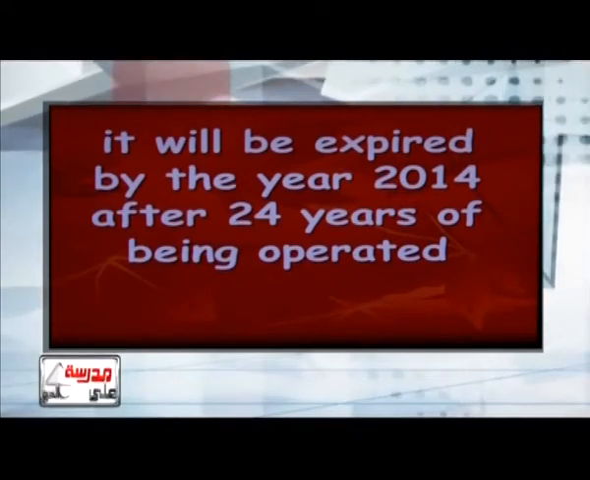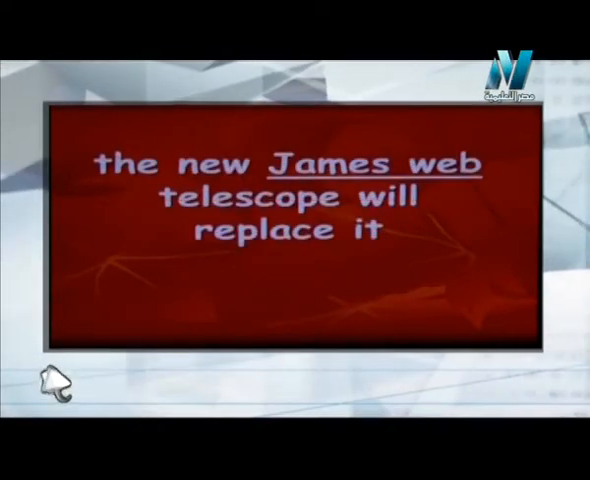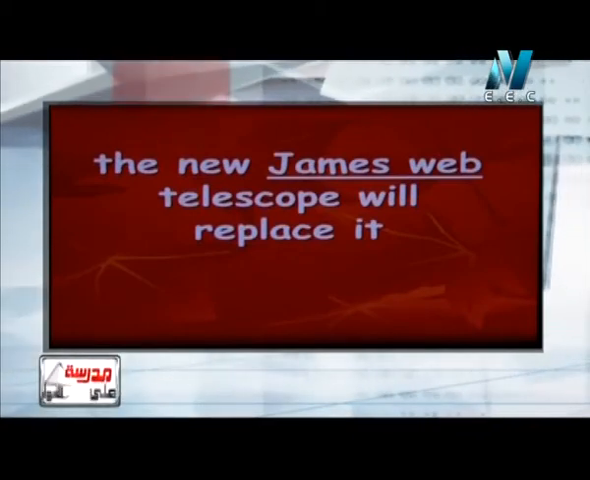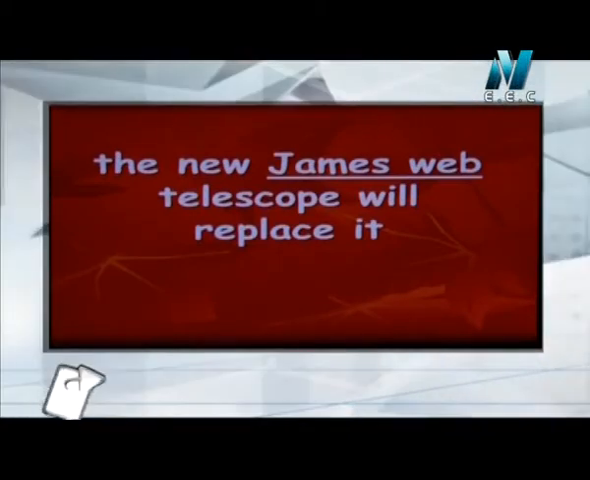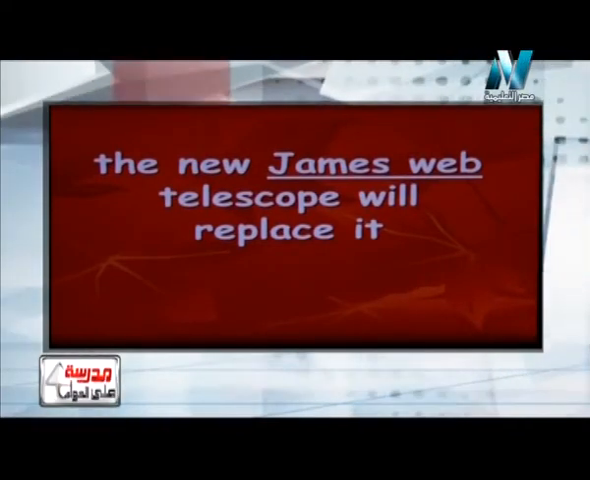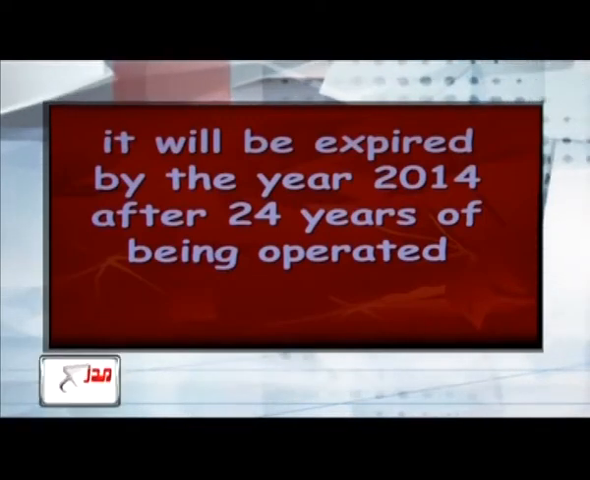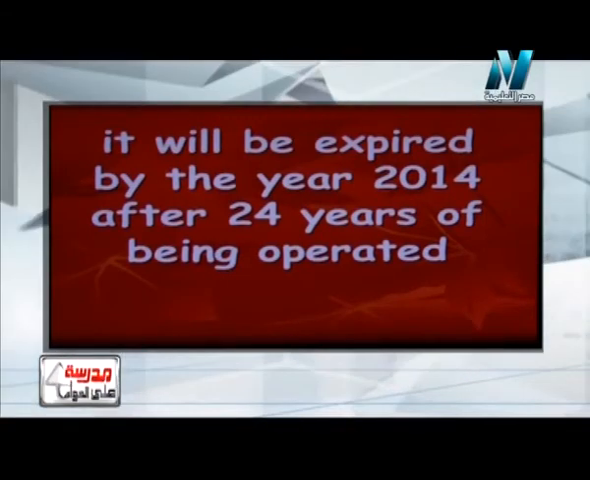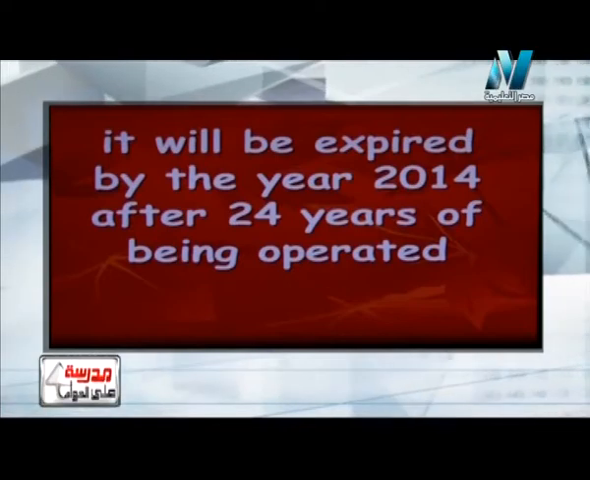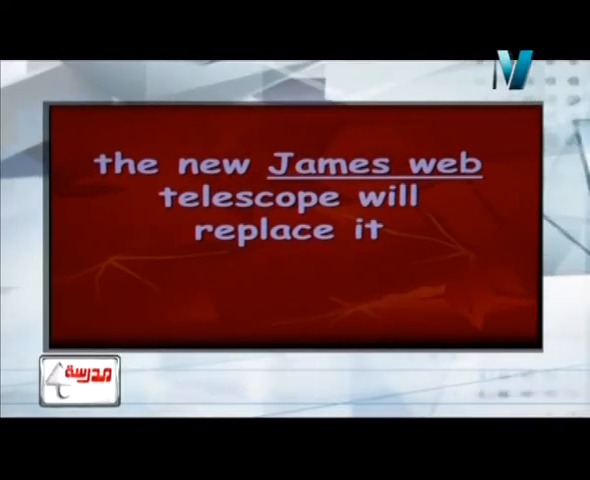It is expired, and it will fall to the earth, to one of its oceans. And we have another telescope which is called James Webb. في تلسكوب تاني اسمه جيمس ويب حل محله فعلا. So again, the Hubble telescope expired after 24 years of being operated and hard working, and it will be replaced by another telescope which is called the James Webb telescope.